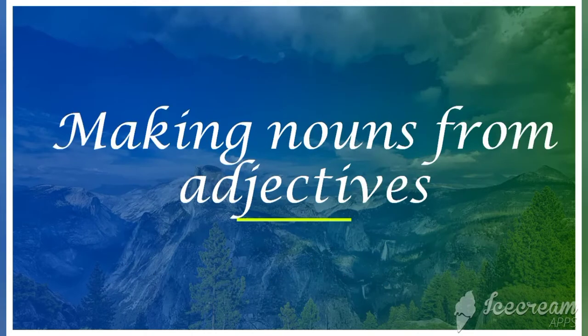Now, making nouns from adjectives. So what is meant by adjectives? In the previous part we studied making nouns from verbs, right? Verb means action words, and adjectives means what? Adjectives means describing words. The word which is describing the noun.